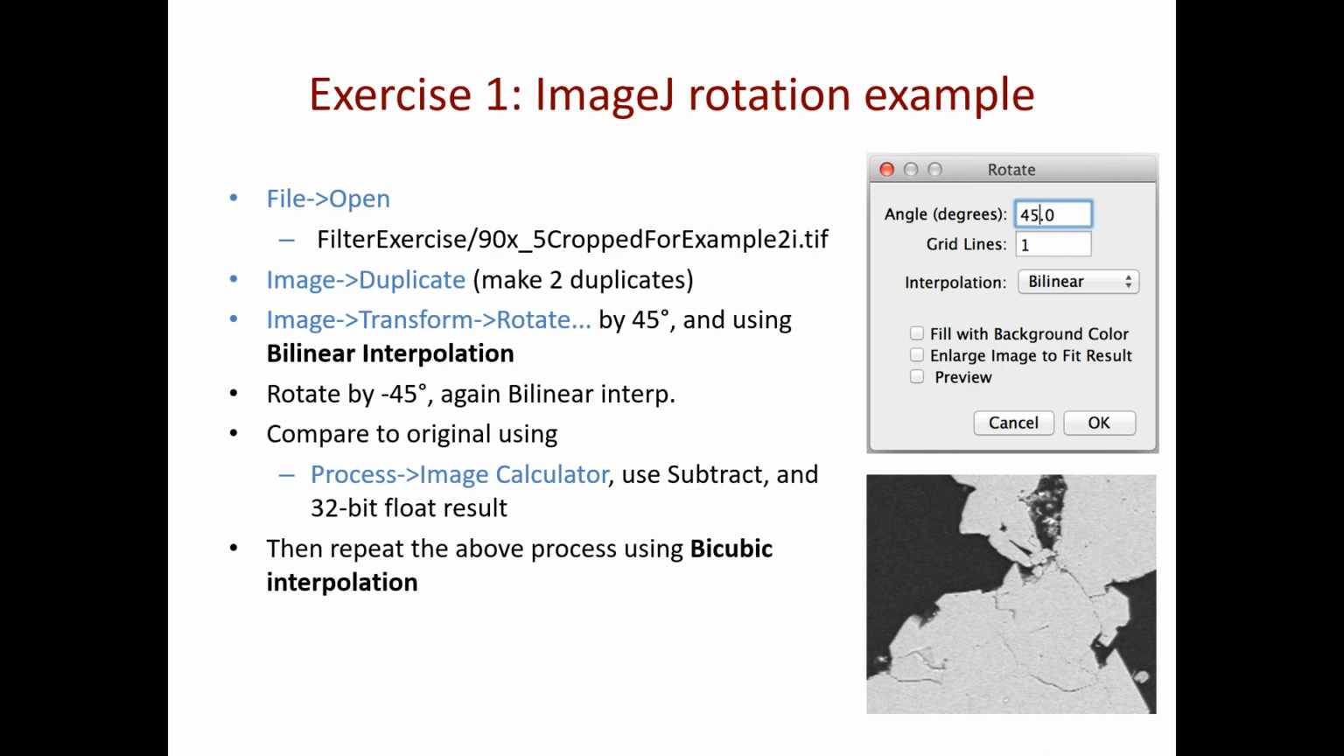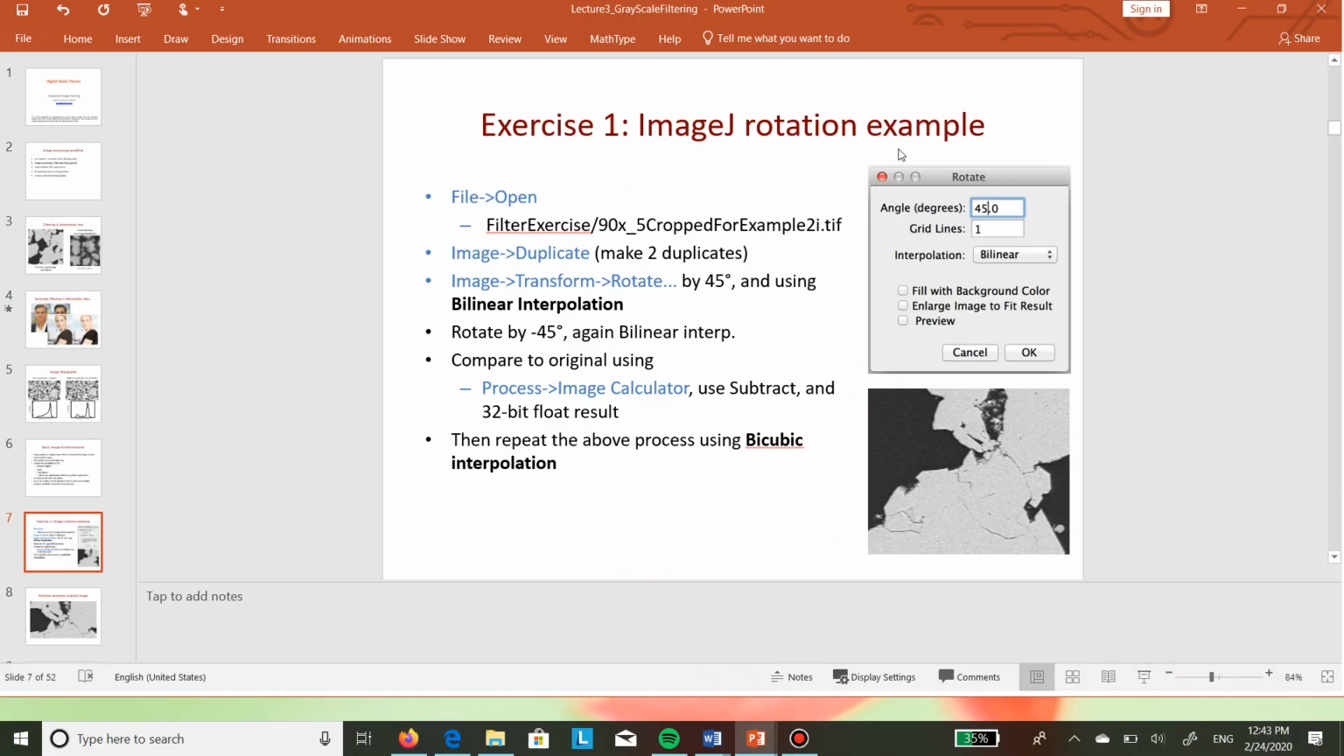Technically, when I rotate back, I should get the same information back, except that it's not going to be the same because I lost some information in that process, okay? We're going to measure how much we lost by using image calculator, which can subtract 2 images so we can see the differences. Is the procedure clear? So just to estimate how much information you lost, and then we're going to repeat the process with bicubic interpolation. All right, ImageJ.